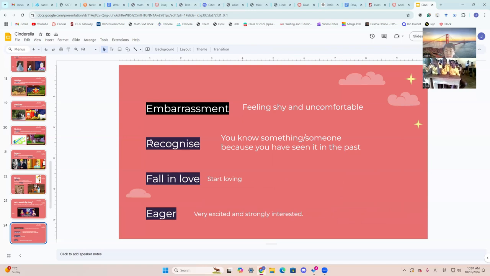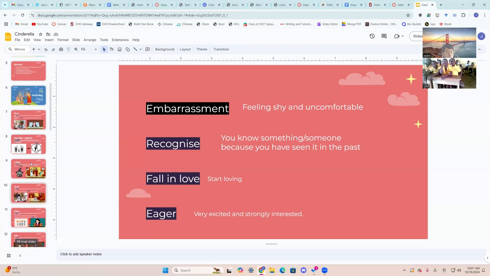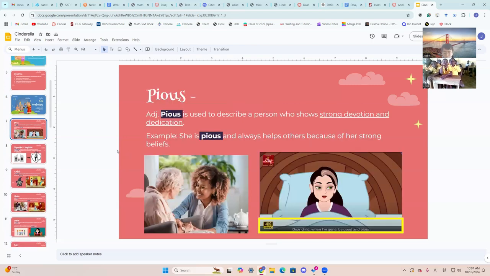Okay, so here is the big overview. Again, embarrassment means to feel shy and uncomfortable. Recognize means that you know something or someone because you have seen it in the past. Fall in love just means to start loving. And eager means very excited and strongly interested, about the things that you really want to do. So yeah, just quickly going through all the vocabulary before we end.